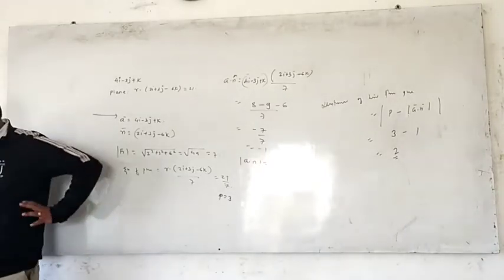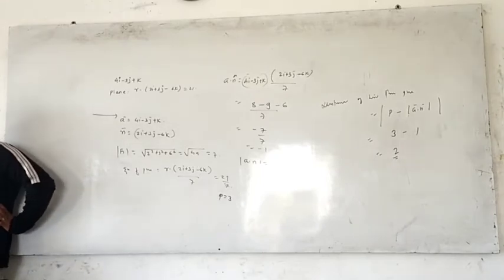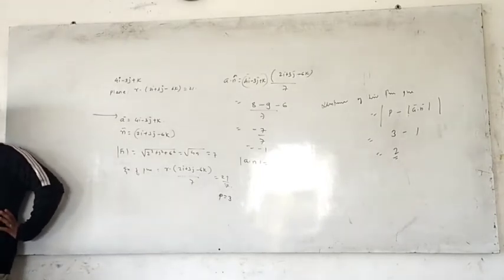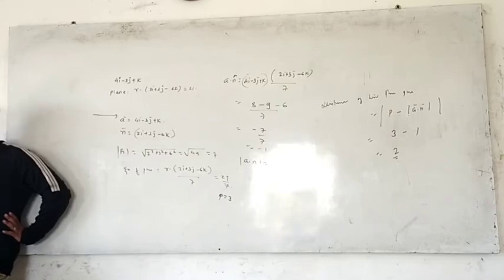The equation of the line passing through the point and parallel to the given vector, that formula will be r bar is equal to a bar plus lambda times b.